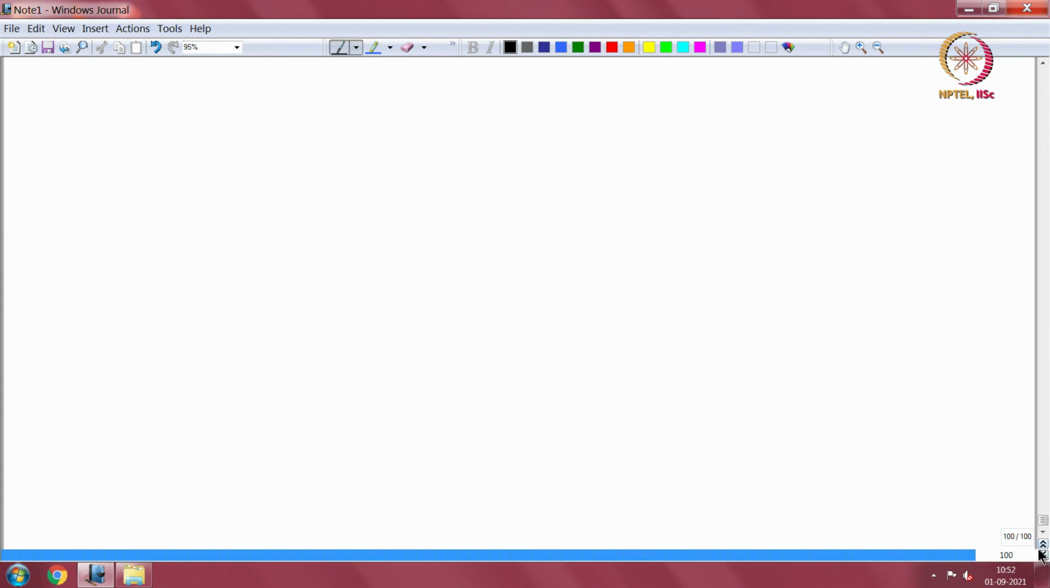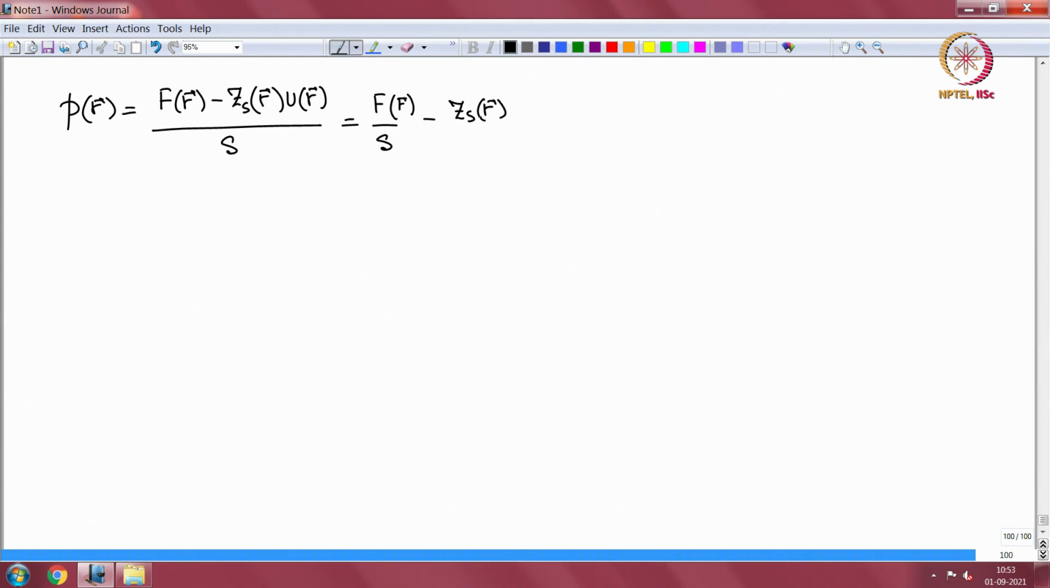Okay, now rewriting: F of R minus Zs of R U of R by S is equal to F of R by S minus Zs of R by S into what we found earlier, the structural mobility, 1 plus Ys of R times Z, the acoustic impedance, F of R.